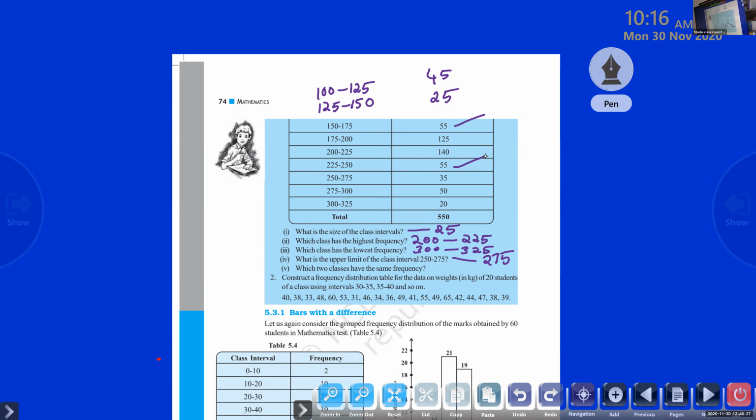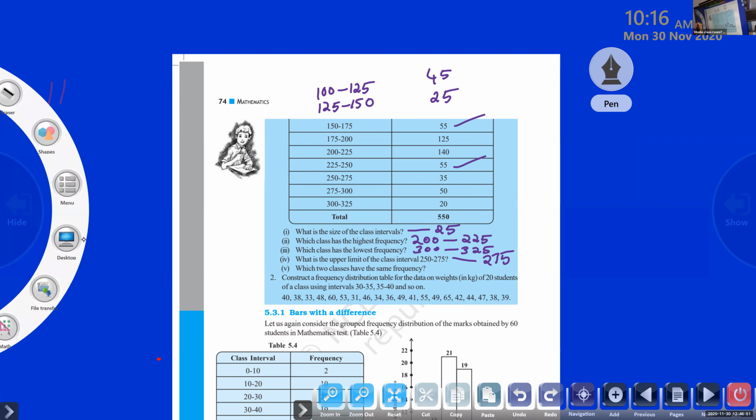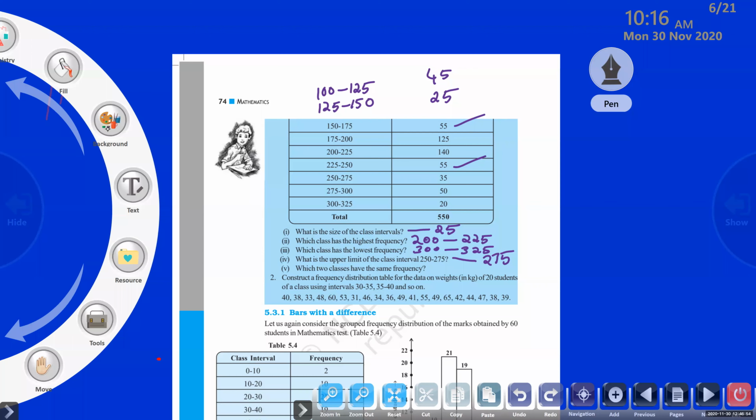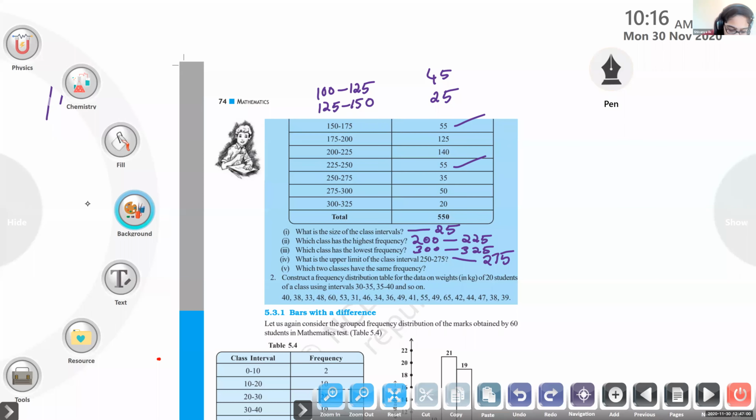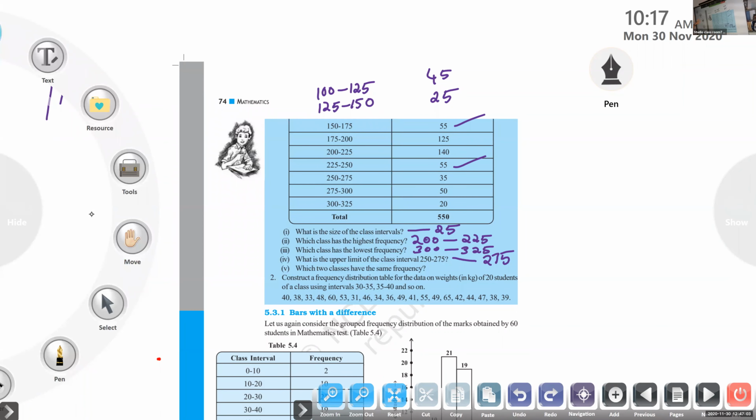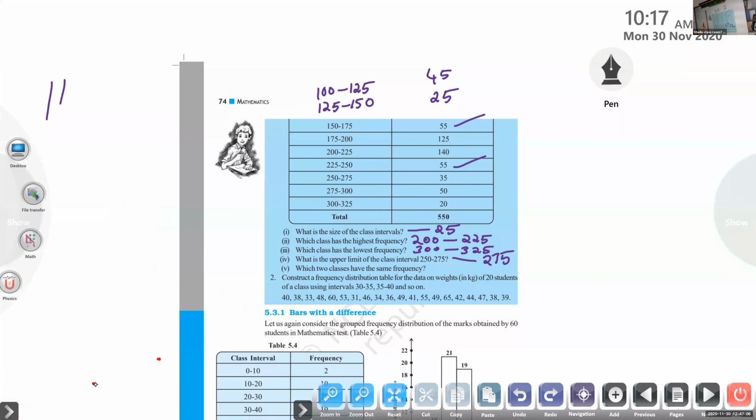Now we are going to draw a histogram. So you do one thing, you give a heading Histogram. Ma'am, we have to draw this in graph book. Yes, the histogram is on graph book. Before that, you just write what a histogram is. After that question, we will do it on graph book, okay? If you have textbook with you, you can write those answers in your textbook.